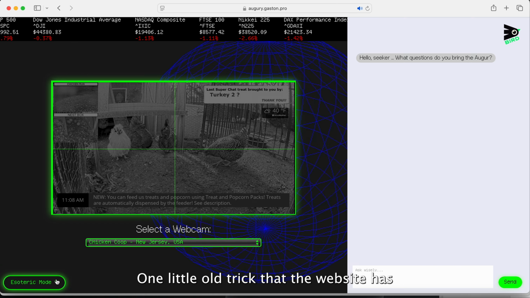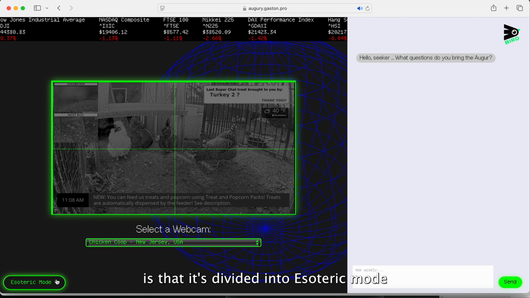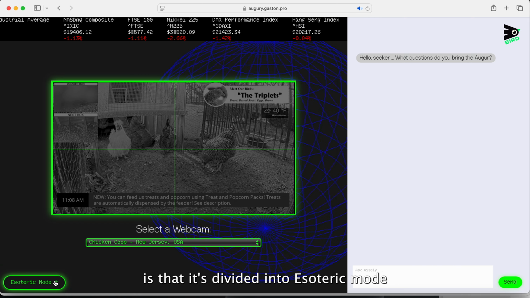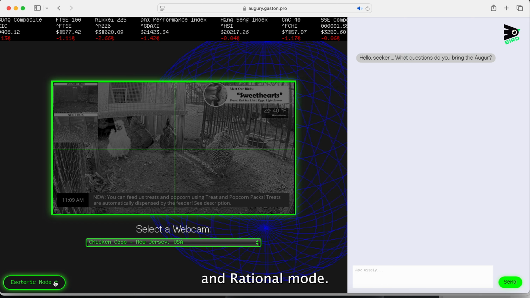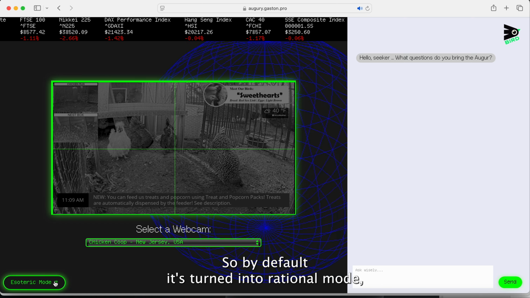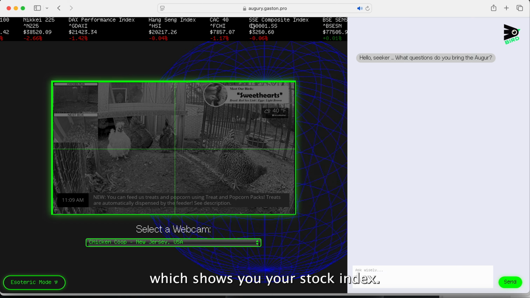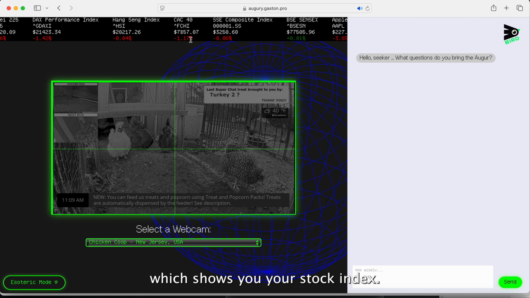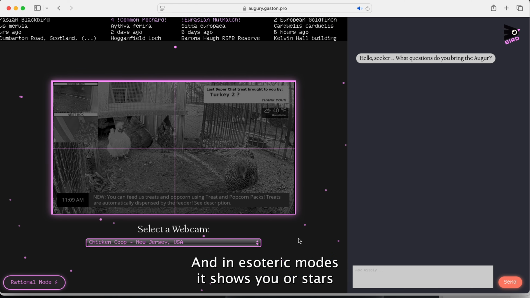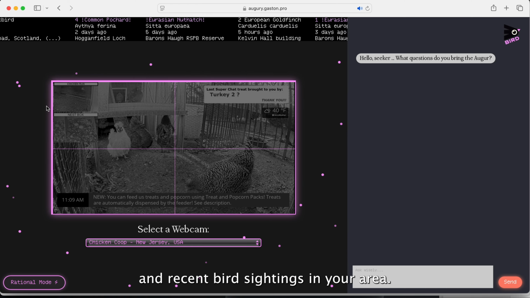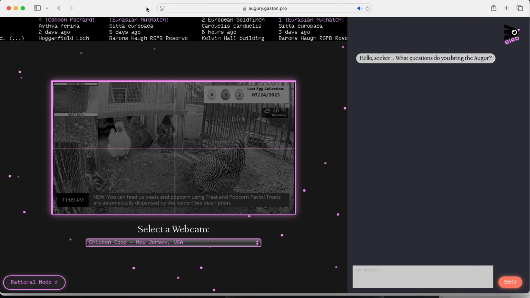One little trick that the website has is that it's divided into esoteric mode and rational mode. By default it's turned into rational mode, which shows you stock index, and esoteric mode shows you little stars and recent bird sightings in your area.